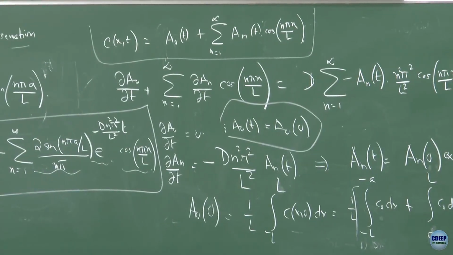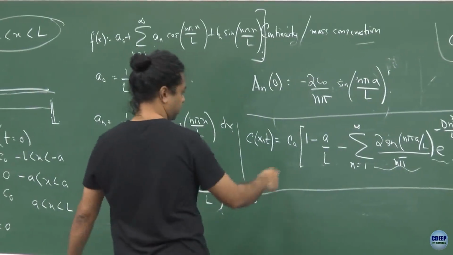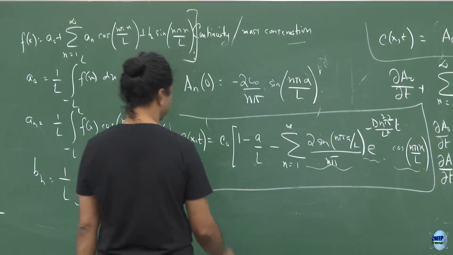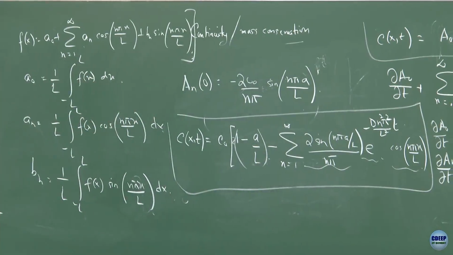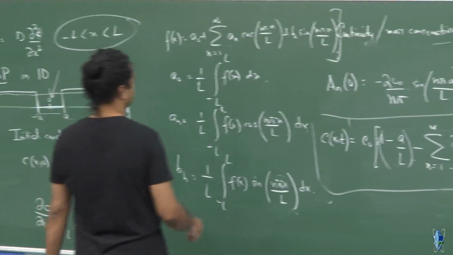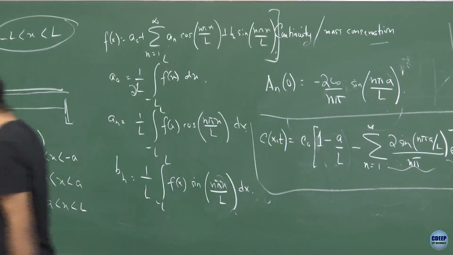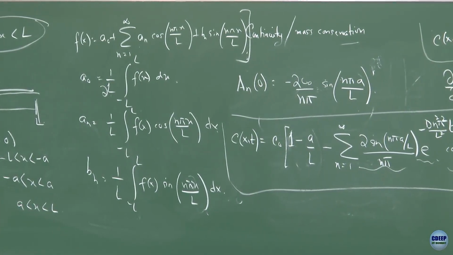Yes, there is a 2 factor here. I do not have it here. Either I have done something wrong here or I have done something wrong here. There is a 2 factor. This is a 2L. It's minus L to L. Sorry, I was writing 0 to L. Okay, so C of x, t.